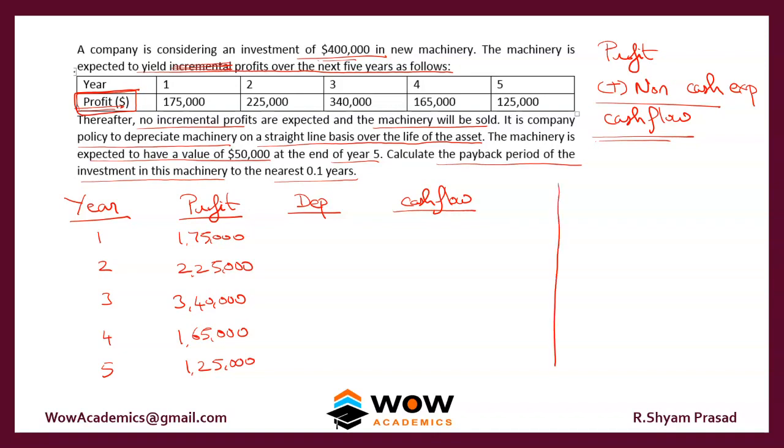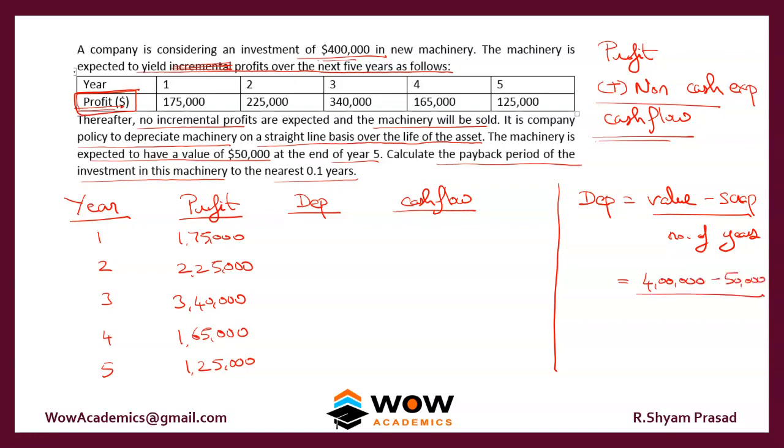So our depreciation, we'll do a separate calculation here. Depreciation equals the value of the machinery minus scrap, divided by the number of years of machinery. So the value of the machinery is 4 lakhs minus, what is the scrap? The scrap value is 50,000, divided by total life of 5 years.